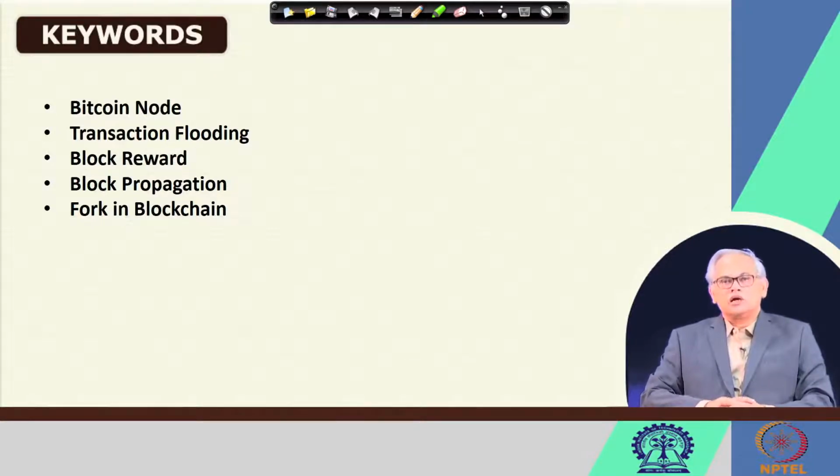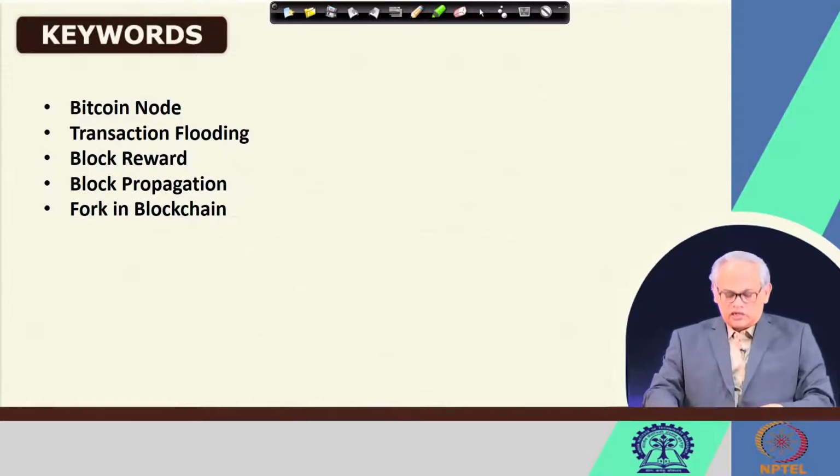Also the keywords are as follows: the Bitcoin nodes, as we mentioned, what is a Bitcoin node, that is important. What is meant by transaction flooding, we will see that. Block reward, we will take some examples of that, and then block propagation, and finally fork in blockchain.